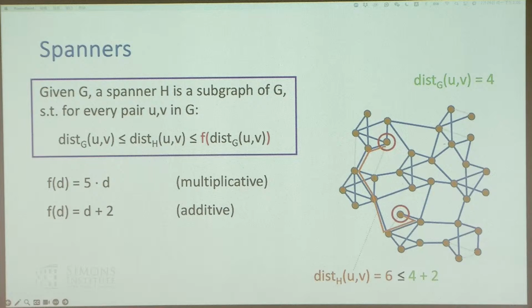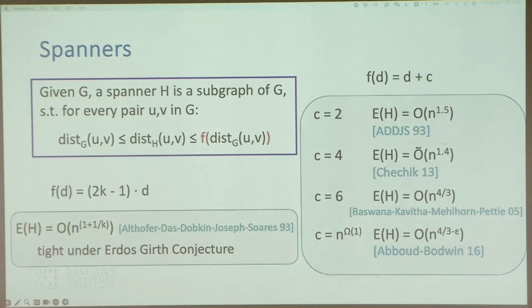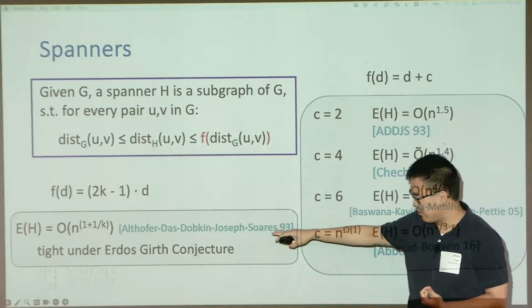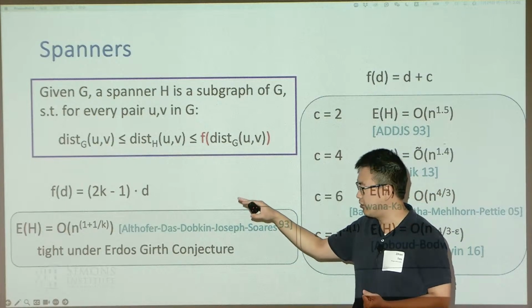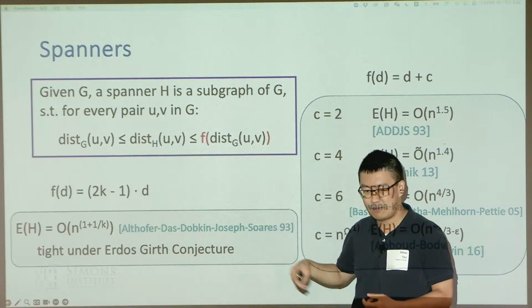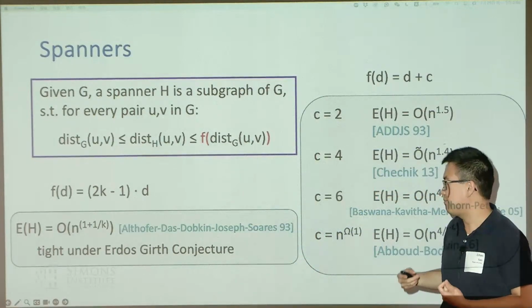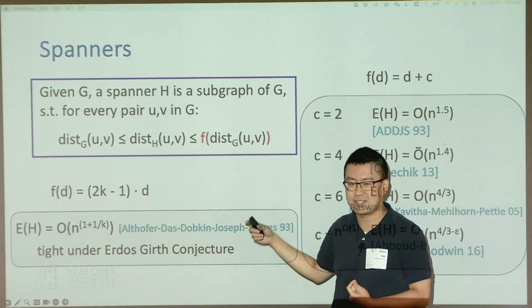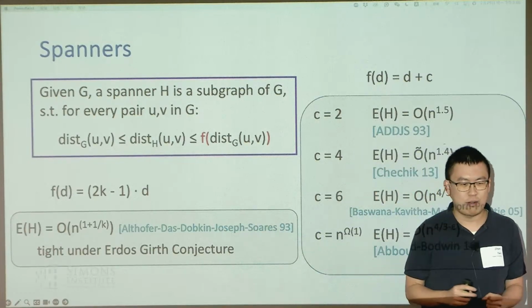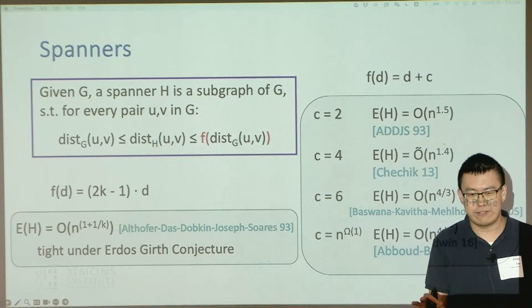In these two typical regimes, previous research has got a lot of very good results. For the multiplicative one, it has been shown that if we allow stretch 2k minus 1 multiplicatively, then the best spanners we can get have n to the 1 plus 1 over k size. Here size means the number of edges, because we cannot modify vertices at all.